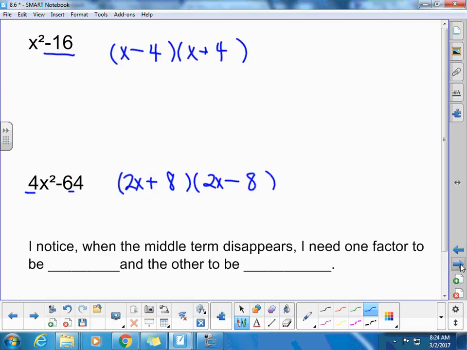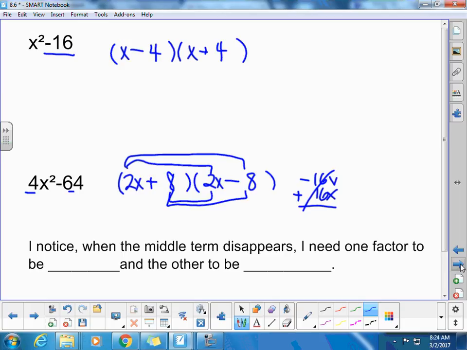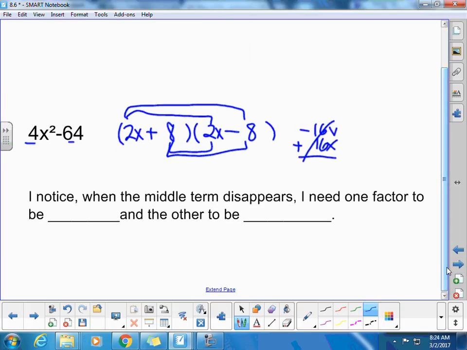And we can double check, right, by doing this. That would be 4x squared. Here would be minus 16x in the middle, and here would be plus 16x. So those cancel each other out. And then at the end, we would have minus 64. I notice, or hopefully you notice, when the middle term disappears, I need one of the factors to be plus and the other factor to be minus. Otherwise, those middle terms do not disappear.